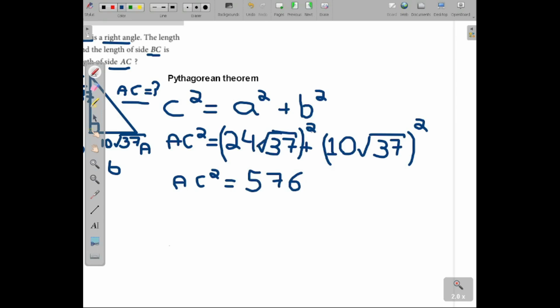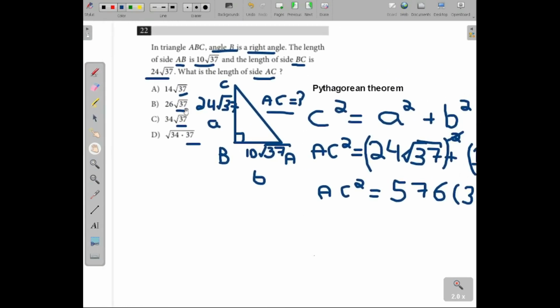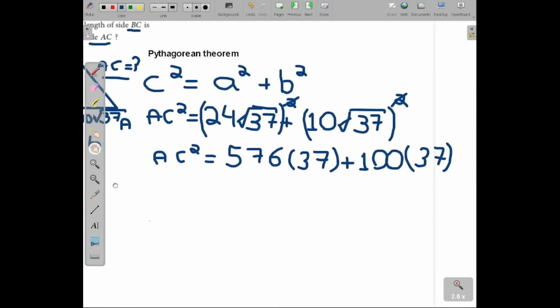Here we can cancel out the square root with the square, so times 37, plus 10 squared is 100. Again, we can cancel out the square root with the square, so 100 times 37. And as we can see in the answer choices, we have the square root of 37. And we might need this 37, so let's keep them.